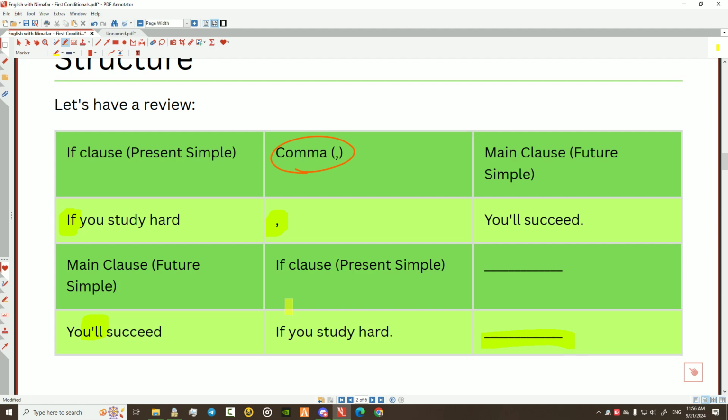For example, if you study hard, you will succeed. A very slight pause. But you'll succeed if you study hard. You'll succeed if you study hard. No pause. Okay?